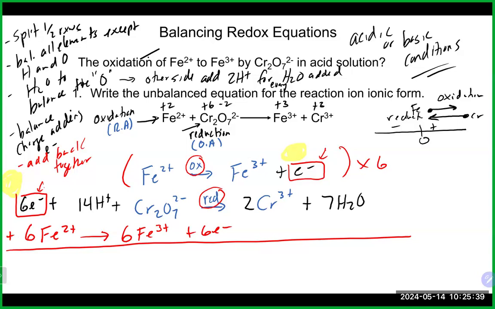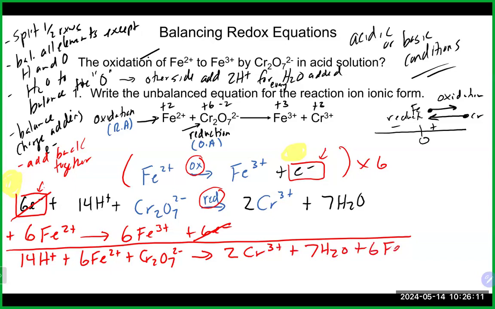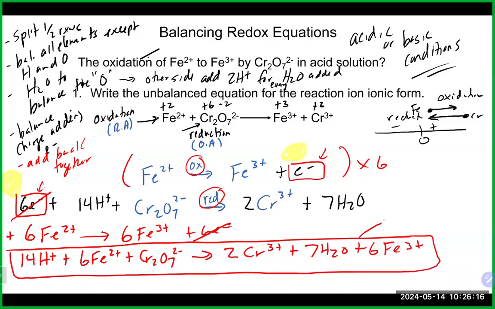My electrons on opposite sides of the arrow, once again, should always completely cancel out. And then pretty much everybody on the left-hand side of the arrow stays on the left-hand side. Everybody on the right-hand side stays on the right-hand side. So that's going to give me 14 H pluses plus 6 of the iron 2 plus a little dichromate. On the right-hand side of the arrow, 2 of the Cr3 plus, 7 waters, and 6 of the iron 3. Now, if I did this correctly, this should be balanced in acidic conditions.